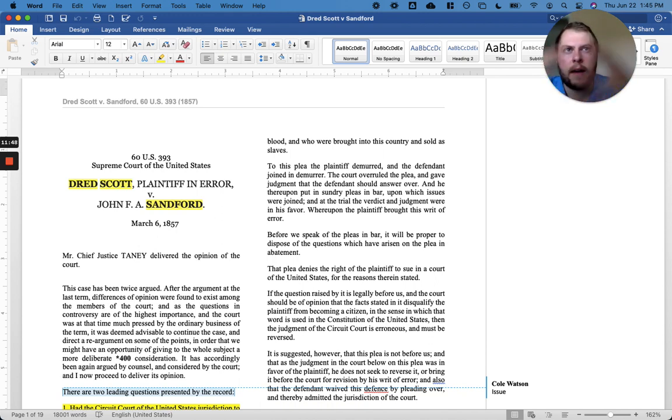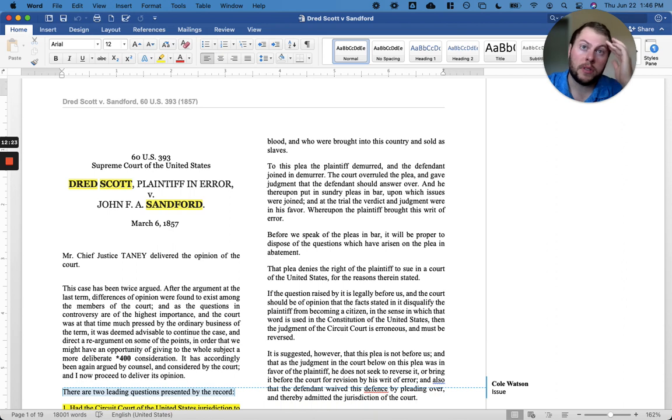He was an enslaved African-American man born in possibly 1799, likely in Virginia. Scott was owned by Peter Blow, a Missouri resident, who later sold him to John Emerson, an Army surgeon. Dr. Emerson took Scott to various locations, including free states, north of the 36°30' parallel line, on various trips or business. In these territories, slavery was, of course, prohibited, like we just discussed.